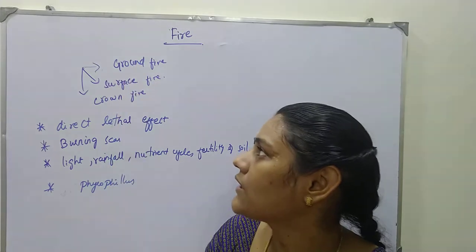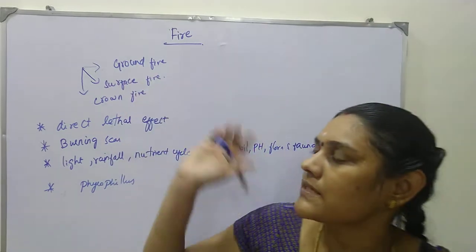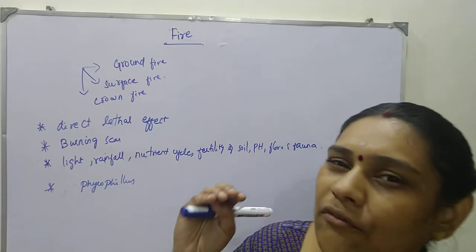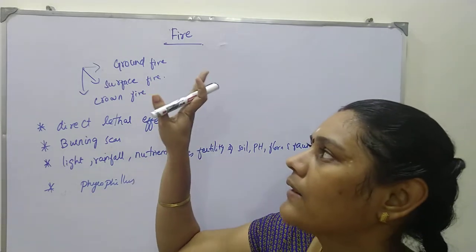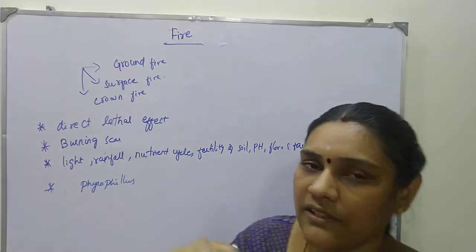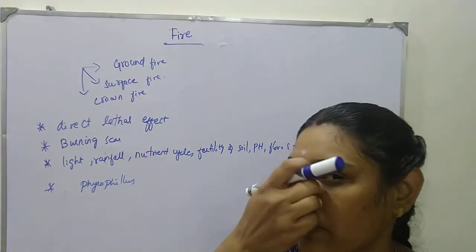And these are the three types of fire. Ground fire is the fire that is just a very low flame, which takes place on the ground or in the subterranean region, that is below the soil. It is just a slow flame.